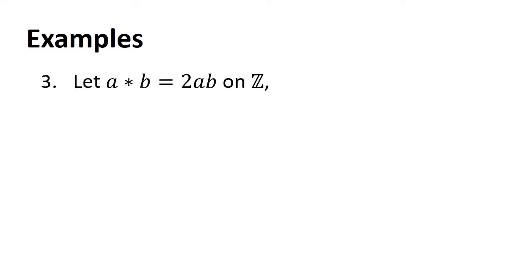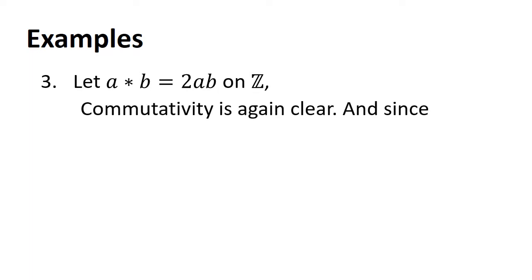This time, our binary operation A star B means 2 times A times B on the set of positive integers, sorry. I always make a mistake there. Let's try. It is commutative, of course, because if we reverse it, B star A, we get 2BA. And because this is multiplication, we can rearrange it into 2AB. Clearly, it is equal to A star B. So it is commutative.